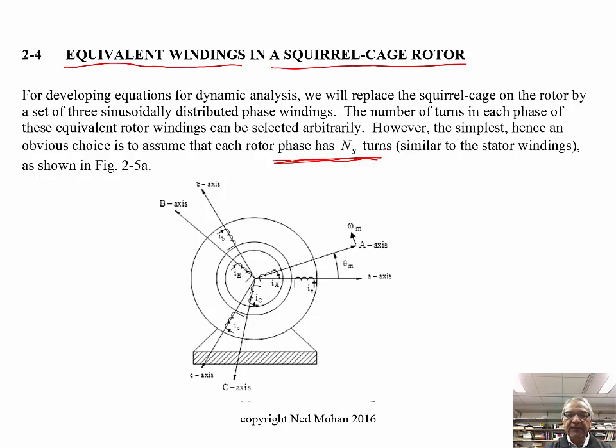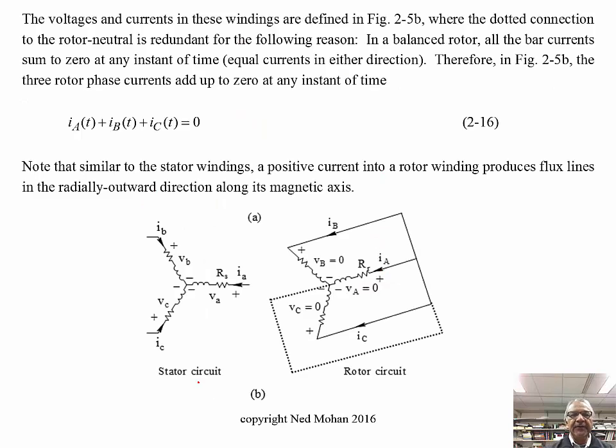And so the rotor windings are represented by these three phases, A-axis, B-axis, and C-axis. And it is assumed that each of these windings is sinusoidally distributed, just as it was the case in the stator. Okay, and we assume that the currents are going in, and I think there may be a mistake. No, it's not a mistake. This is the stator circuit, and so when the currents go in, the magnetic field produced is along that axis in the radially outward direction.